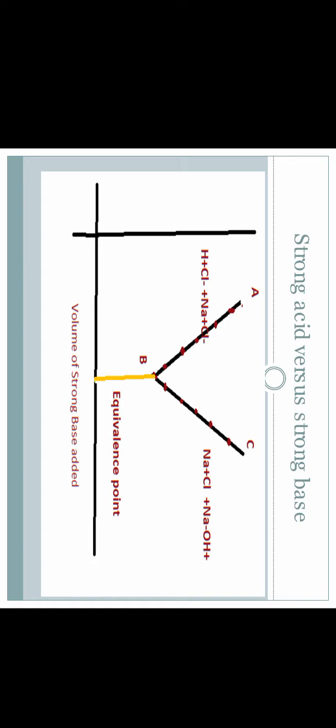This is your equivalence point, shown on the x-axis. The x-axis is the volume of the strong base added and the y-axis is the conductance. Now, what happens at point B? The number of charges of the H plus ions and OH ions are equal. Further, when more strong base or OH ions are added, the excess OH ions act as conductors and increase the conductivity. So the graph again goes up.